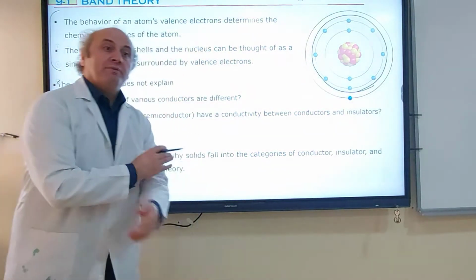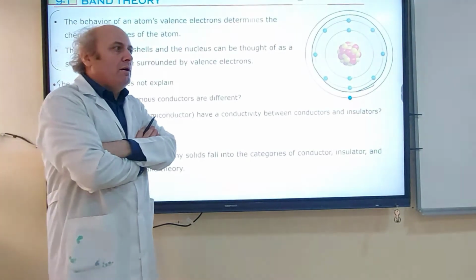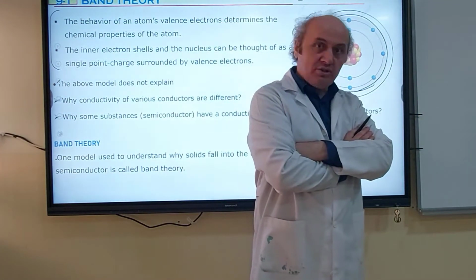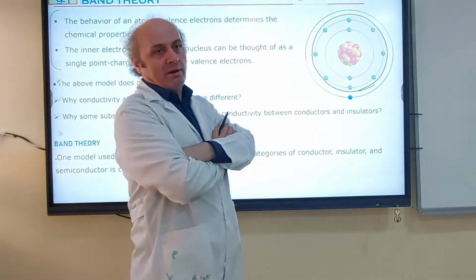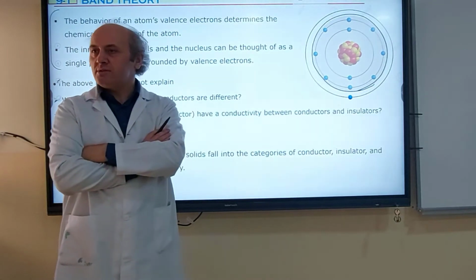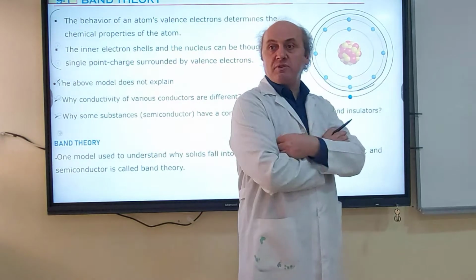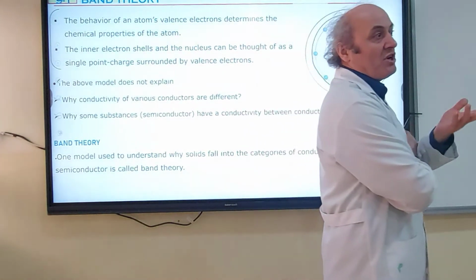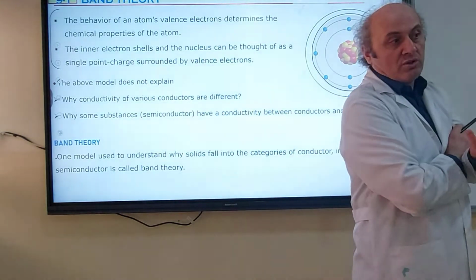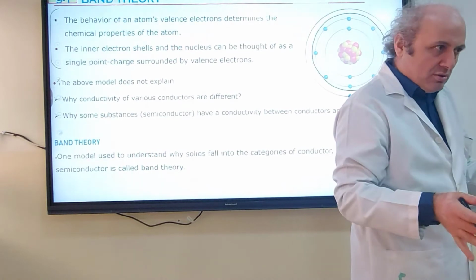This model is successful to some extent. We can understand why a substance is an insulator or a conductor, but there is no explanation for why some substances are the best conductors and some are not that good. For example, silver is the best conductor, copper is the second best. Why second best? Iron is not a good conductor. Why not? The answer in this model is the valence electron.